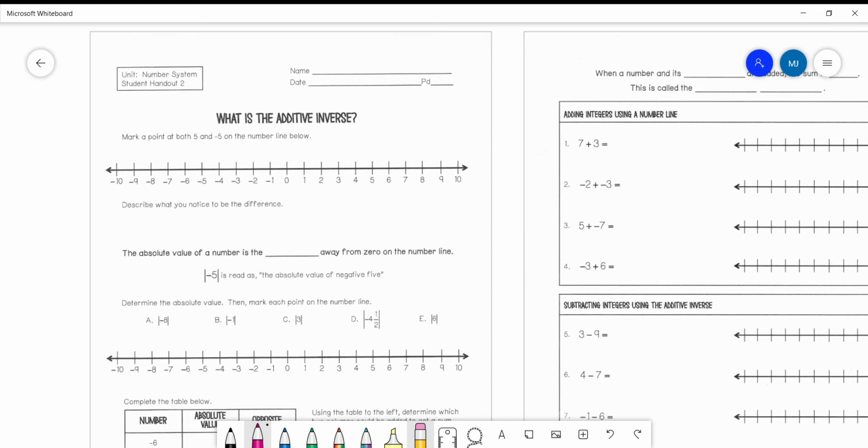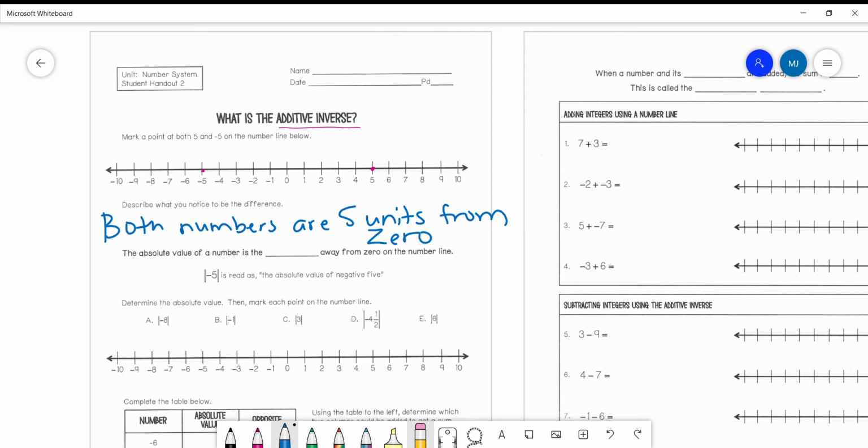Today we're going to talk about additive inverse. So make a point at both 5 and -5 on the number line below. So if we're looking at making a point, +5 would be to the right of 0. And then -5 would be to the left of 0. It says describe what you notice to be the difference. Both of these are 5 units from 0. They're also on the opposite side of 0.